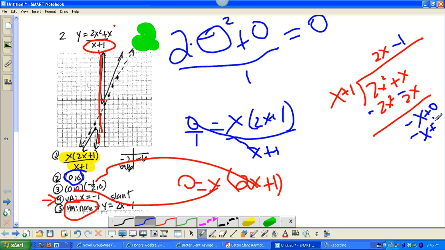I'm using the double sign so I don't have to erase. The remainder is not important, and I end up with y equals 2x minus 1.